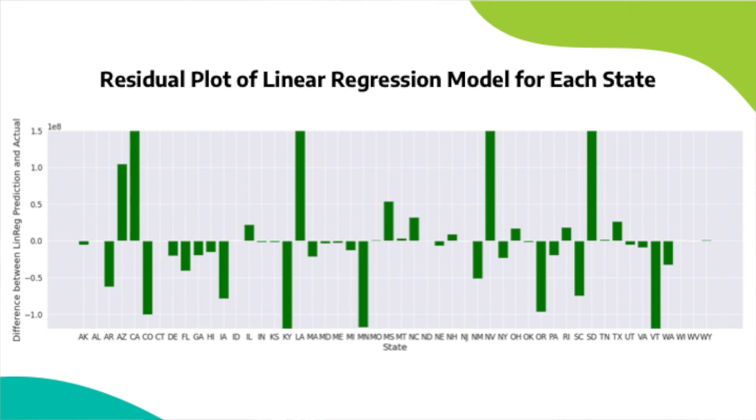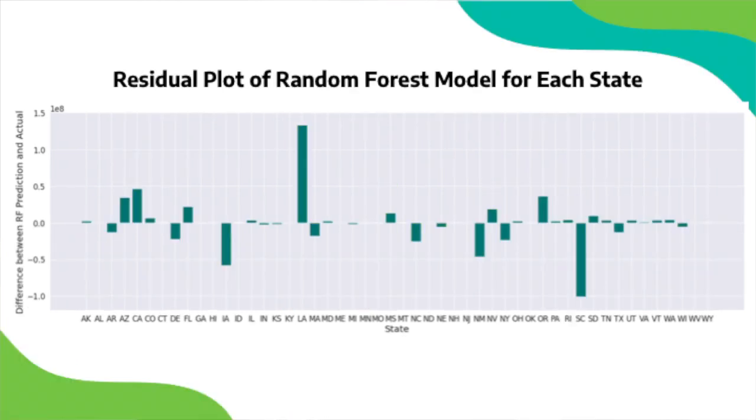This is a residual plot of the linear regression model for each state. As we can see, there's a large difference between the actual and predicted values of assistance. This is a residual plot of the random forest model for each state. As you can see, there are significantly smaller residuals for this model, which is why the random forest model was our most accurate model, and the one we selected for our final visualization and analysis.